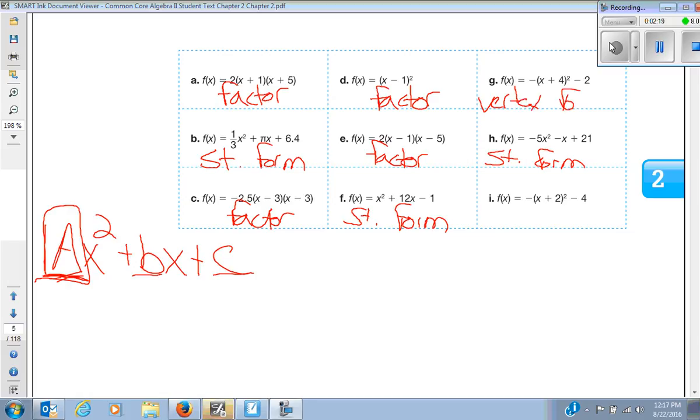What do you think vertex form gives you? Gives you the what? Say it louder. It gives you a vertex. I mean, hello.